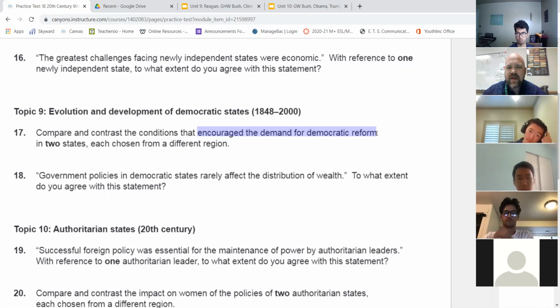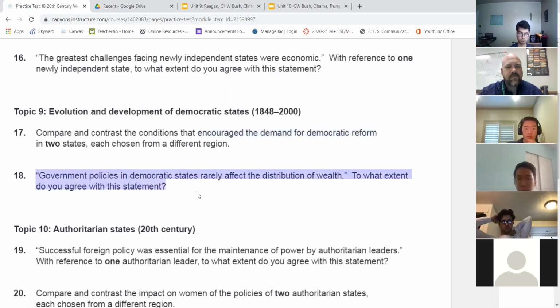All right, you guys feel good about that question? All right, let's look at 18. Mike, you want to read it for us? Sure. Government policies in democratic states rarely affect the distribution of wealth. To what extent do you agree with this statement?